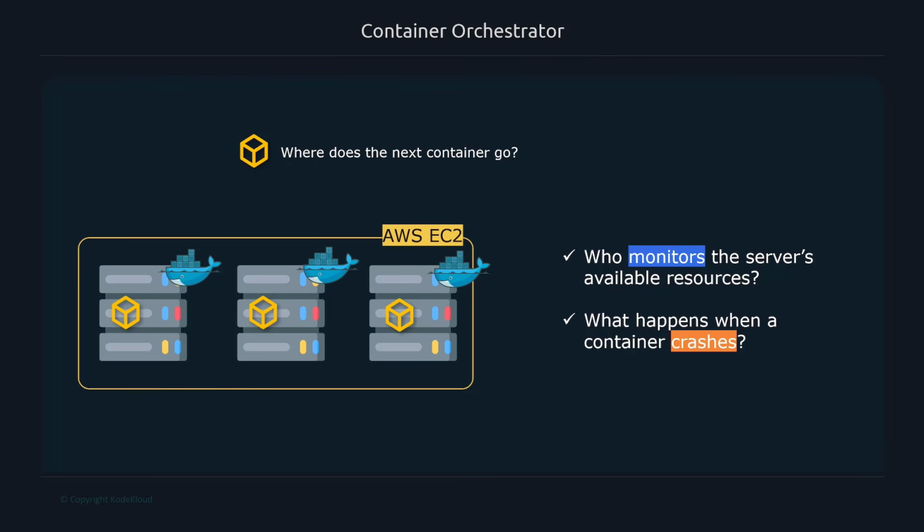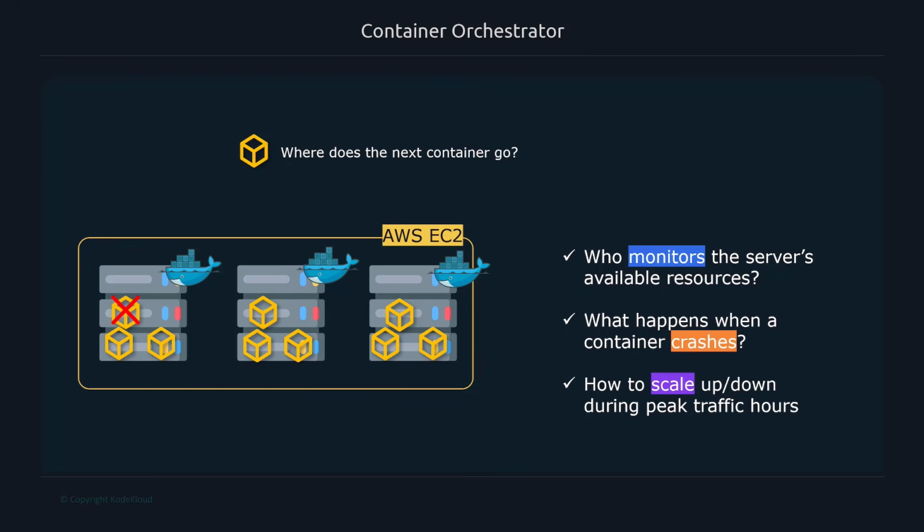And in addition, what happens if a container crashes? Who's responsible for restarting it? Are you going to be manually watching all of your containers and waiting for one of them to crash so that you can restart it yourself? And during peak traffic hours, how do you scale up your application? How do you deploy more instances of your containers? And how do you scale back down once the load drops below a certain threshold?